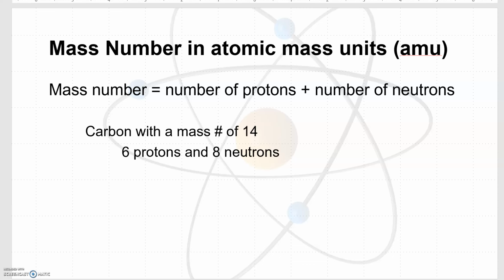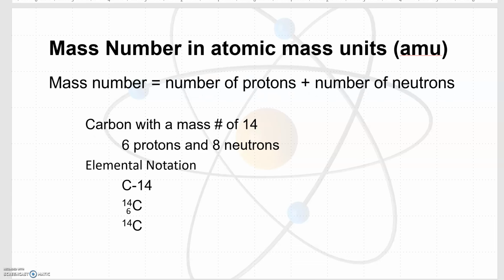So if we have a carbon atom with a mass number of 14, if we look on our periodic table for carbon, our atomic number is 6. That means we have 6 protons. So if the mass number is 14, we must have 8 neutrons. And the elemental notation for carbon can be written in 3 different ways here.